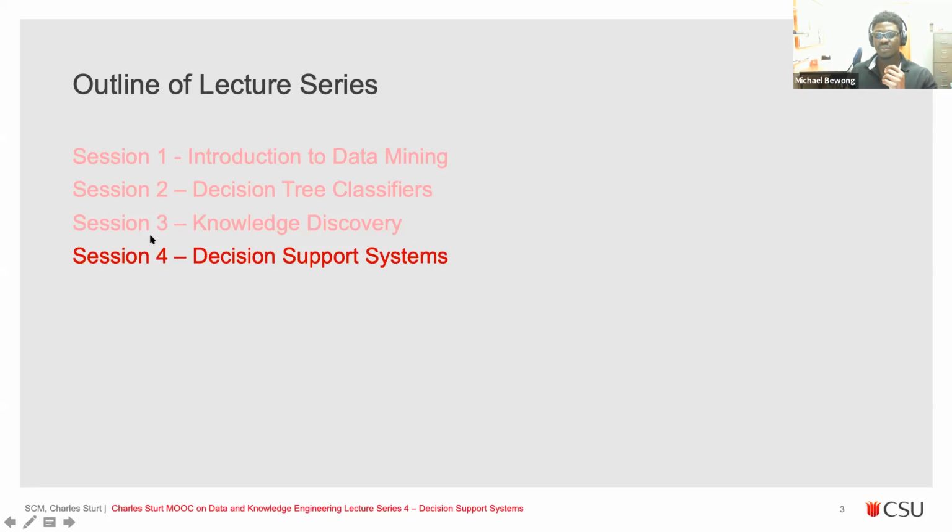In session two, we focused on decision tree classifiers. So decision tree classifiers is one of the many machine learning tools that exist. In decision tree classifiers, there are 2 main things that we needed to understand there. So the first thing is how to build decision trees. And generally, the algorithm for building decision trees are referred to as decision tree induction algorithms. The second thing is how we use decision trees to make predictions.